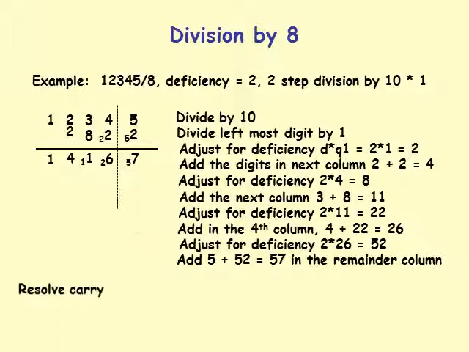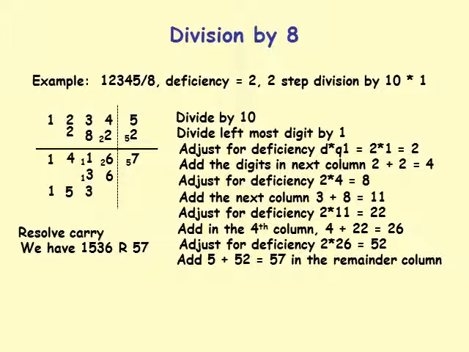Okay. Now we have to resolve the carries. Okay. So I got 6 here, and 2 plus 1 is 3 here. Then 1 plus 4 is 5 here. Okay. Next, this 1 here, there was nothing carried from the right. So we got 1, 5, 3, 6. Okay. So far we have 1, 5, 3, 6, remainder 57.